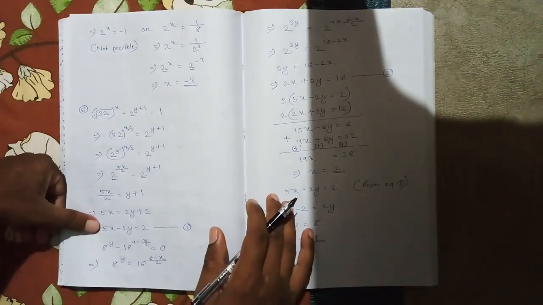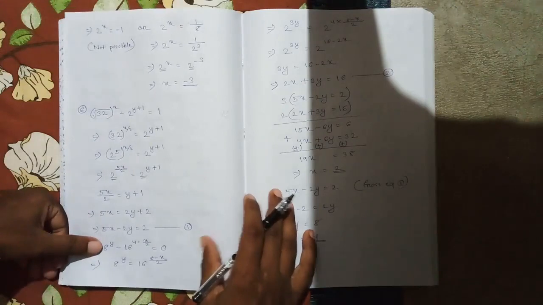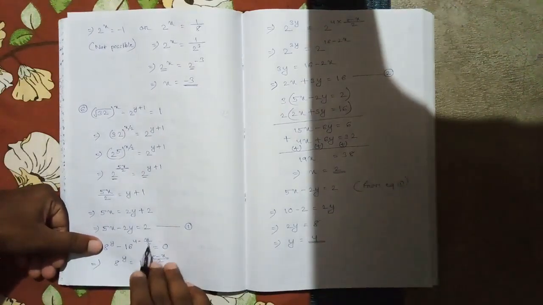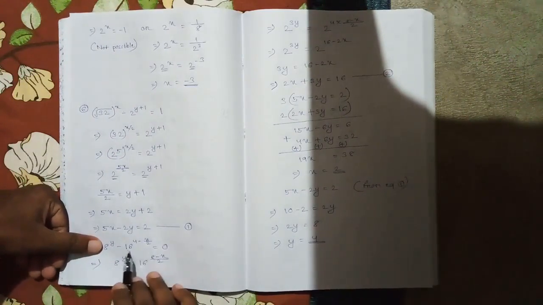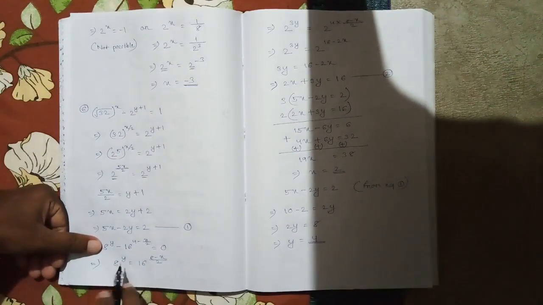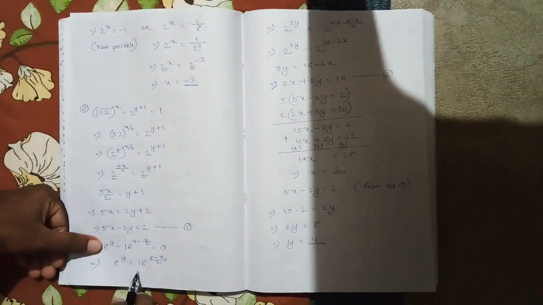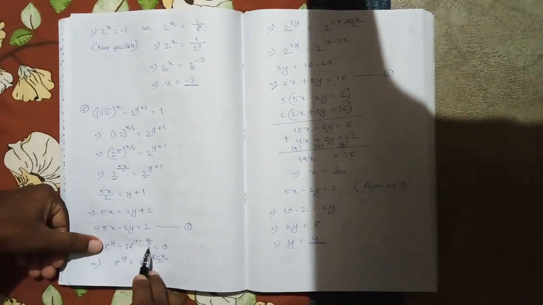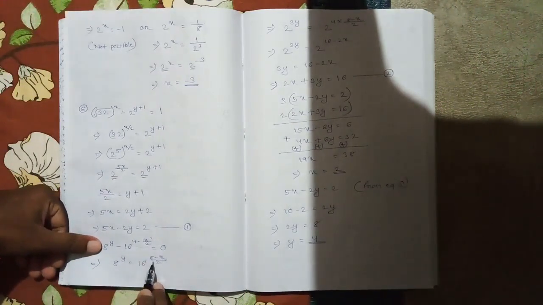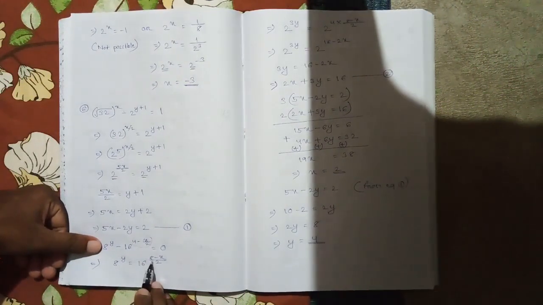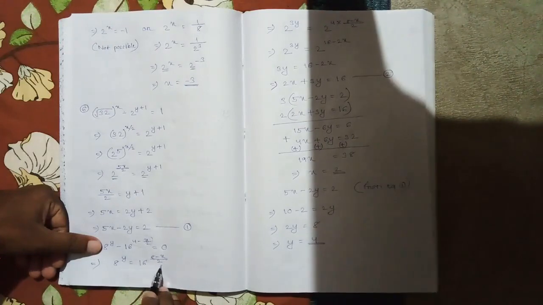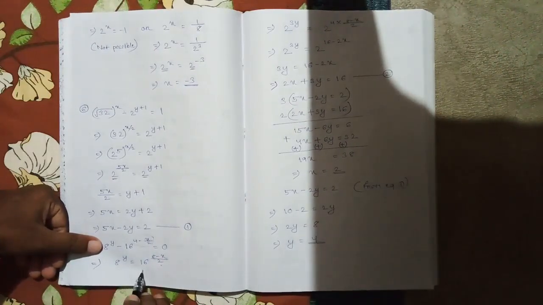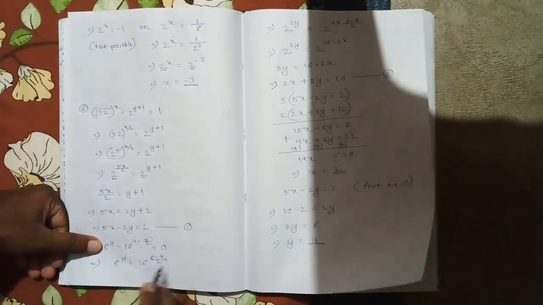Now let us go for the second equation. 8 power y minus 16 power 4 minus x by 2 is equal to 0. Take this minus 16 to the right. So we will get 8 power y is equal to 16 power 4 minus x by 2. Bases are not same, 8 and 16 not same. So now we cannot equate the powers. First you have to make the bases same.